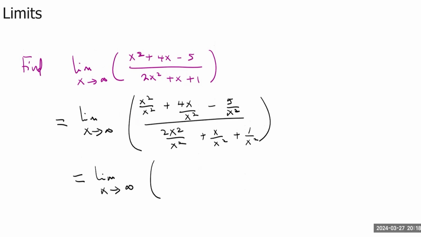Now we see that these cancel themselves, right? So you're going to have 1 plus, and this will cancel the square here. So you're going to have 4 divided by x minus 5 divided by x squared, and this also cancels that. So you're going to have 2. This cancels the square here. You're going to have 1 over x plus 1 over x squared, right?